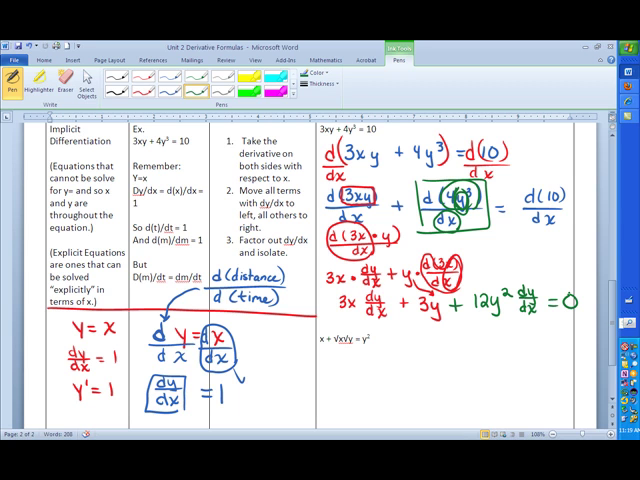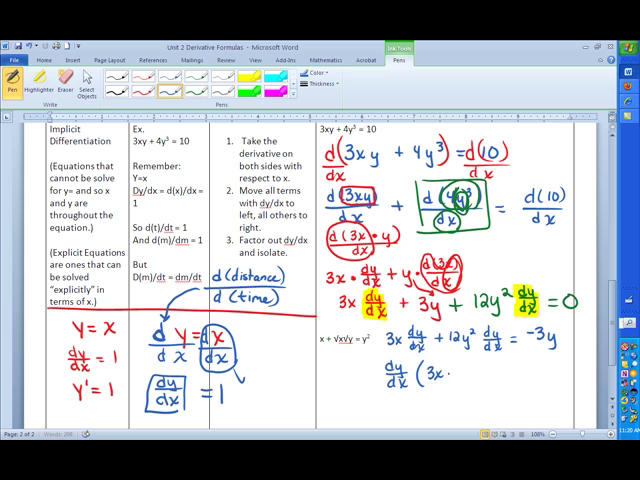Remember, our ultimate goal is to find dy/dx. That's what we were trying to do by taking the derivative of both sides. So now what I'm going to do is work to get the dy/dx's together. To do that, we first need to move the 3y to the other side. So I have 3x dy/dx plus 12y squared dy/dx equals negative 3y. Now to get dy/dx by itself, I'm going to have to factor that out.